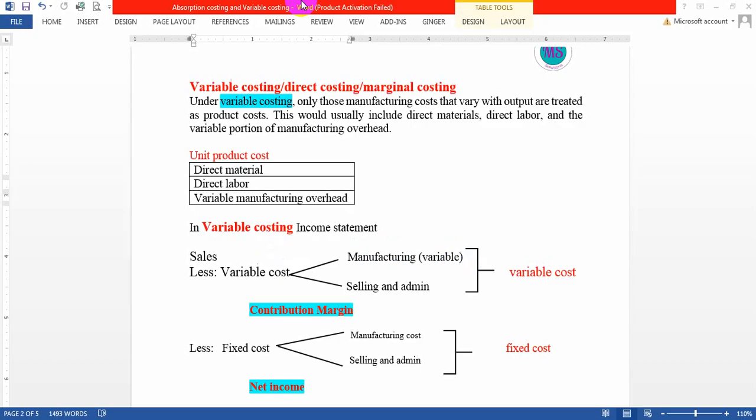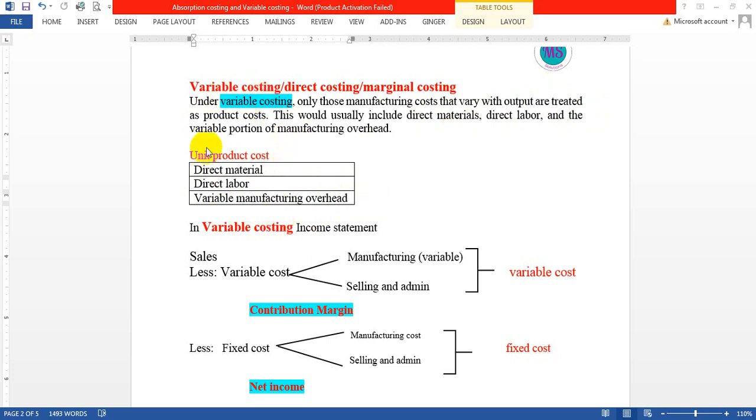Okay students, now we are going to discuss a variable costing technique. It is also called marginal costing or direct costing, right? Under variable costing, we consider only the variable portion of the cost. Only those manufacturing costs that vary with output are treated as product cost, and we know that the product cost is material, labor, and overhead. But in overhead, we consider only the variable portion, not the fixed portion. We exclude the fixed manufacturing overhead. That's why we say this is my variable costing technique.